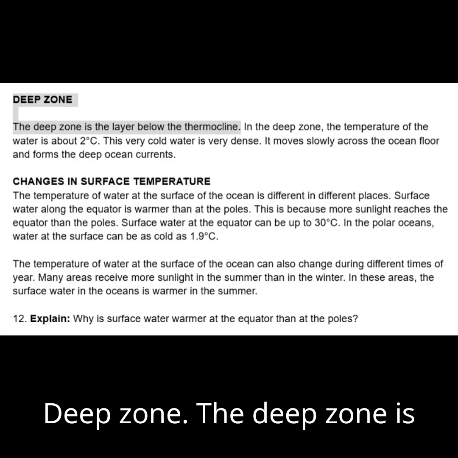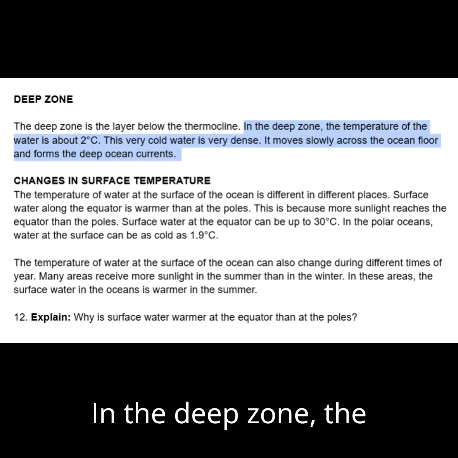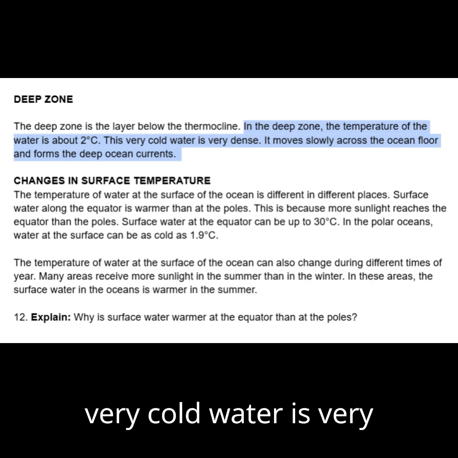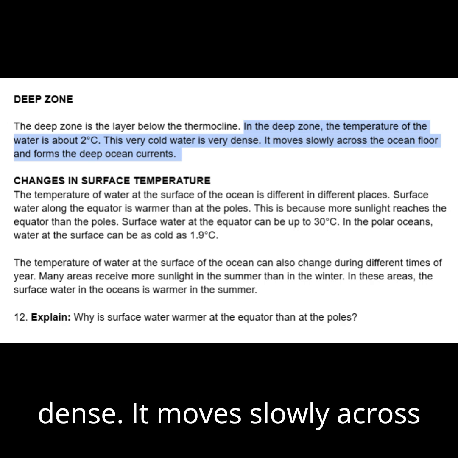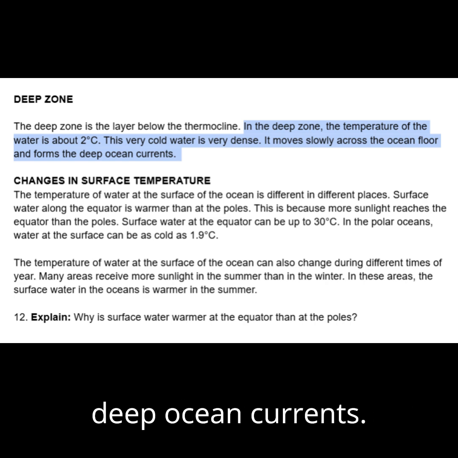Deep zone. The deep zone is the layer below the thermocline. In the deep zone, the temperature of the water is about 2 degrees Celsius. This very cold water is very dense. It moves slowly across the ocean floor and forms the deep ocean currents.